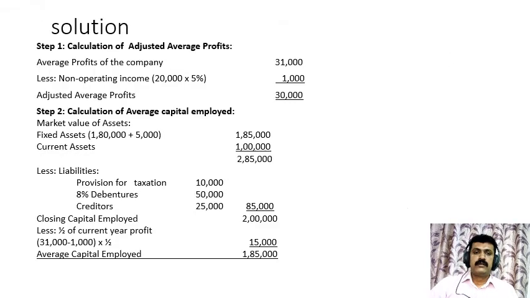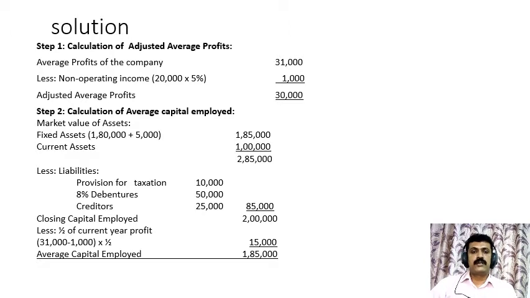So here, coming to the solution part, in the first step, we have to calculate the adjusted average profits. The average profits of the company as per the problem is rupees 31,000, and we have an adjustment for non-operating income, that is interest on government loan on rupees 20,000 at 5%, 1,000 rupees. So the balance of rupees 30,000 should be treated as adjusted average profits.